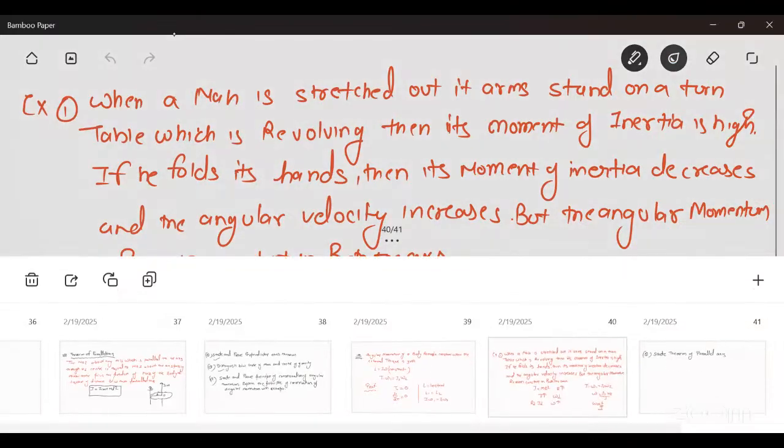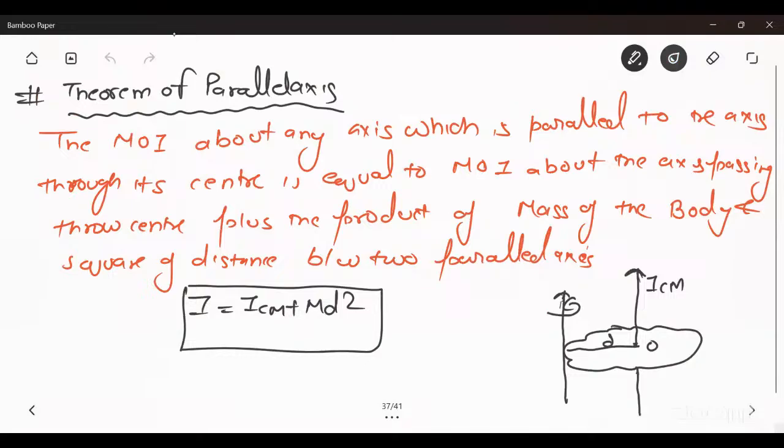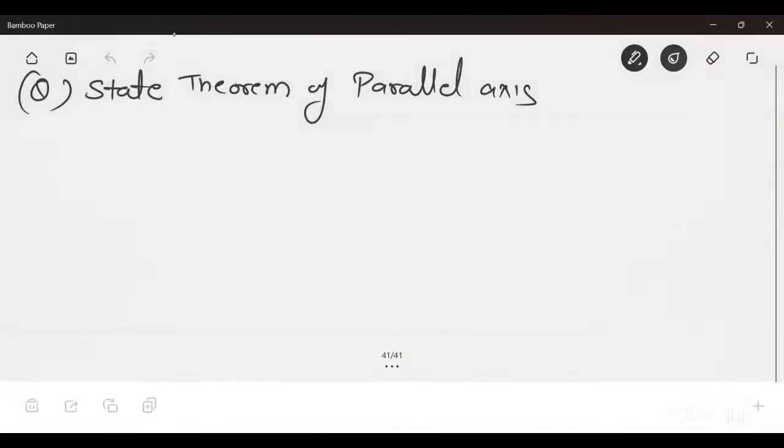I have discussed it earlier that the moment of inertia about any axis which is parallel to the axis through its center of mass is equal to the moment of inertia about the axis passing through the center plus the product of the mass of the body and the square of the distance between the two parallel axes. Now that was your theorem of parallel axis.